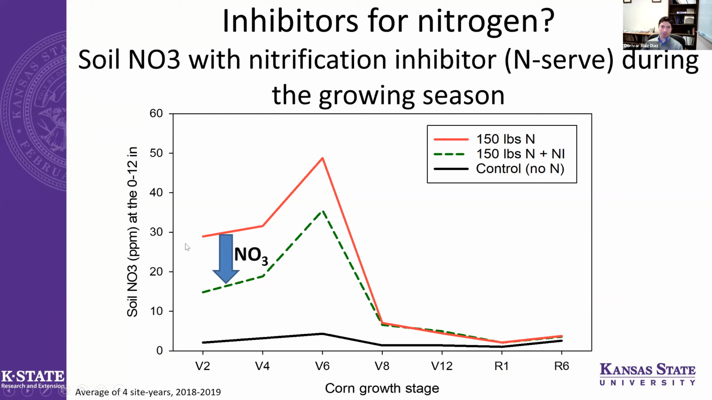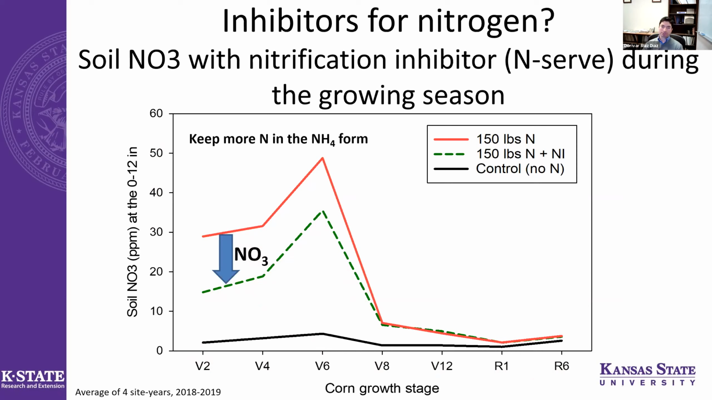And what we're measuring here is nitrate in the soil during the growing season. So corn, we started with V2 and finished basically at black layer, and we collected samples during the growing season and looked at nitrate in particular. As you can see here, we do have a decrease in the amount of nitrate with the inhibitor, which means we are basically keeping most of that nitrogen in the more stable ammonium form. So it's doing what it's supposed to do, and that's a good point to keep in mind.